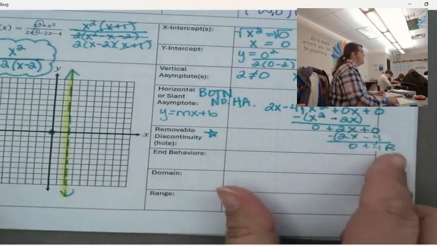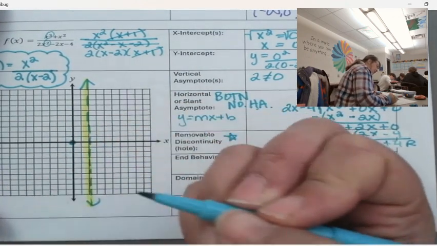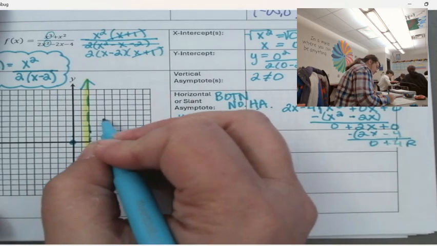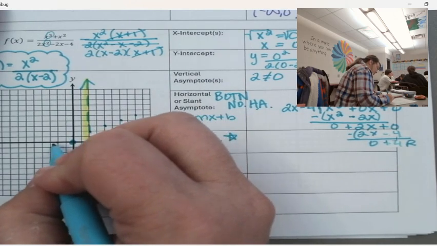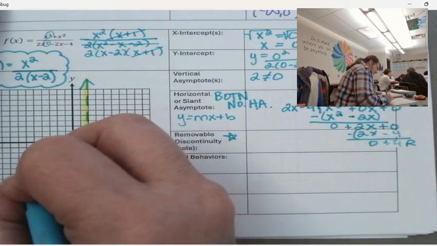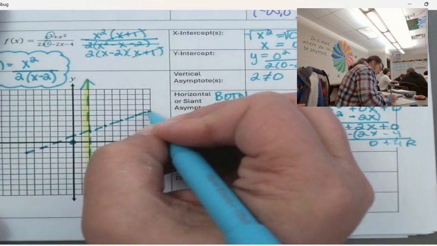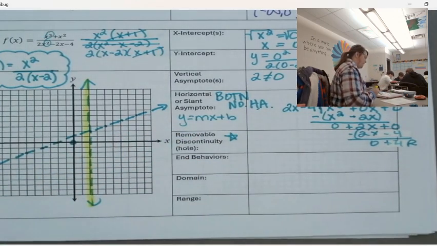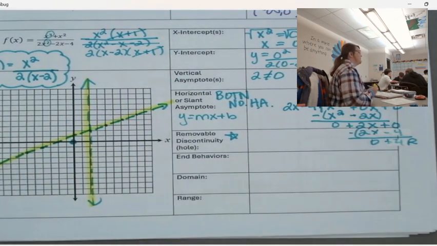So I just graph it like a regular line. I go up to positive 1. And then my slope is up 1 over 2, up 1 over 2, and so on, and down 1 back 2. And then I'm going to dash it because it's my slant asymptote. It's just a line. No big deal. Just got to find something in y equals mx plus b form. It's also called the oblique asymptote.